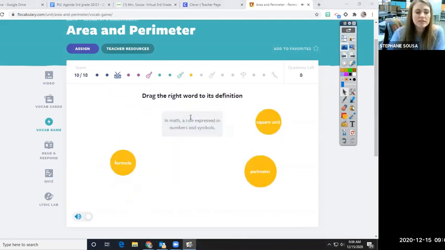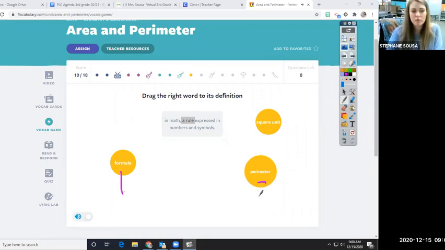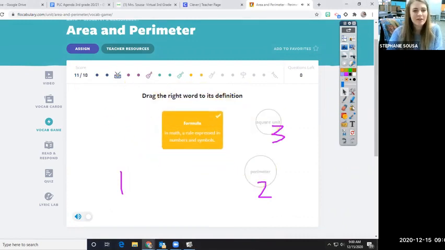Drag the word to its definition. In math, a rule expressed by numbers and symbols. We just wrote some numbers and symbols down. Symbols were our letters. What did we write down? Were they formulas? Were they perimeters? Or were they square units? What did we write down? Rules. What are the rules called? Got it? It's a formula.